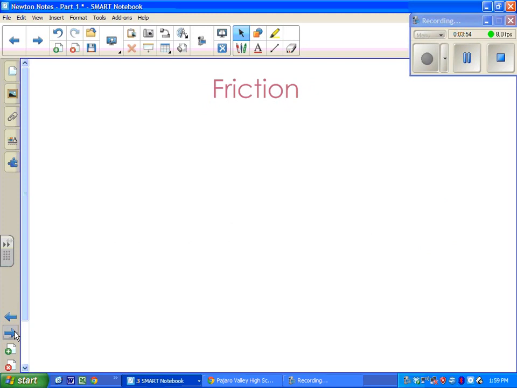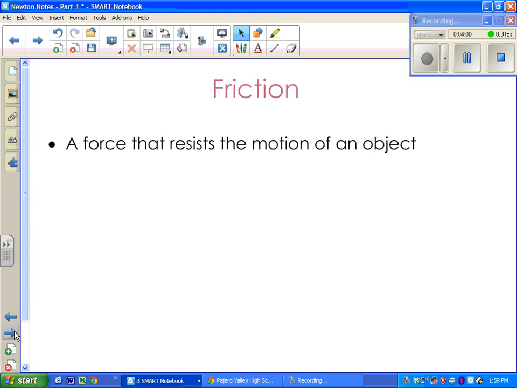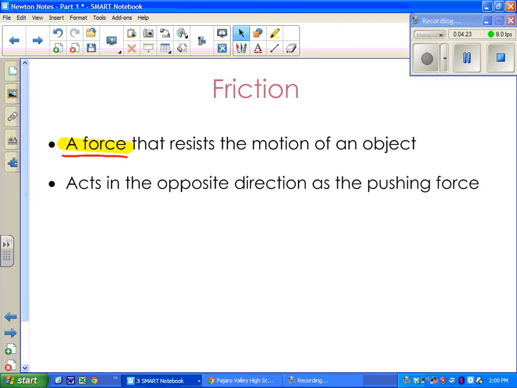And we talked about friction. We talked about how friction is a force, and we emphasize that. Friction is a push or a pull. Let me highlight it as well. And that push or pull, that force, resists the motion of an object. So if something is trying to move, friction will push it and make it stop moving, basically. It acts in the opposite direction as the pushing force.